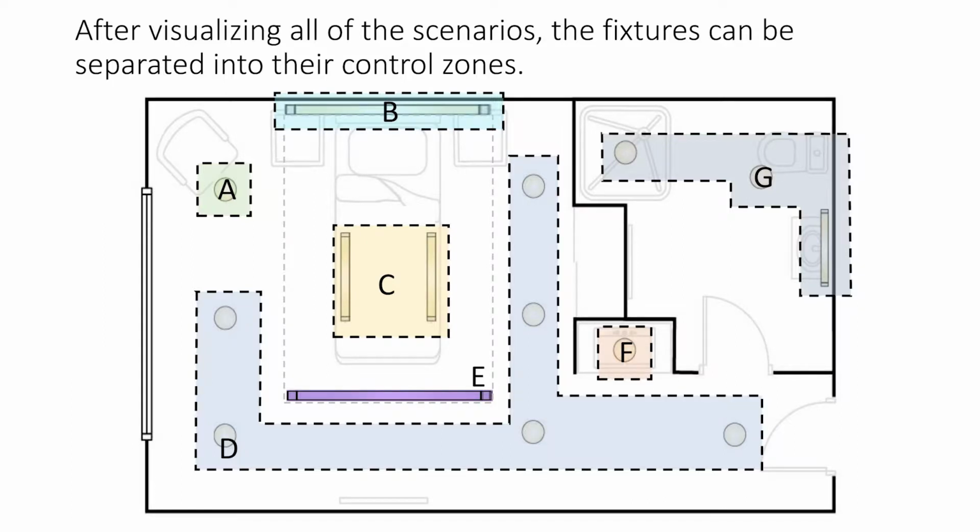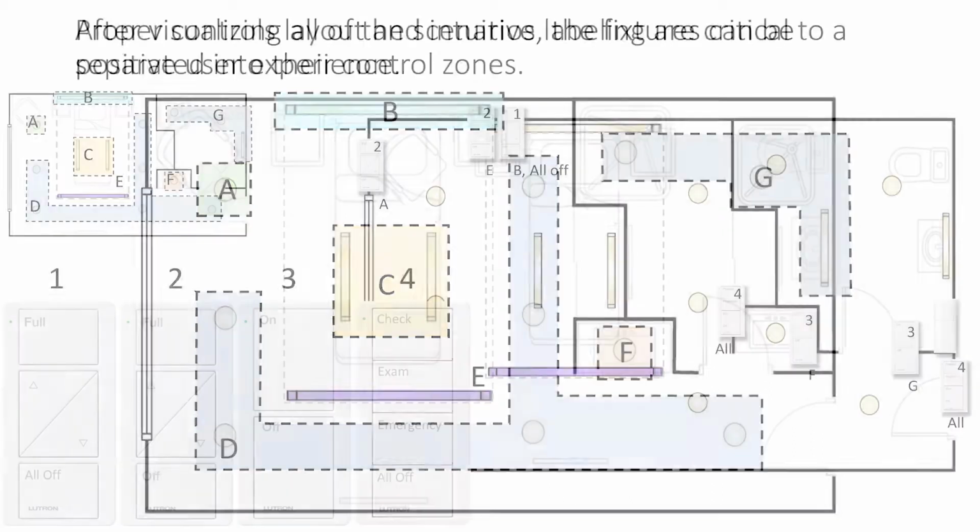These are the zones that we had in the space. So this is the family zone. This is the over the bed exam zone. This is the headboard, the color tuning. This is the general lighting, and then this is the lighting for the sink and the restroom.